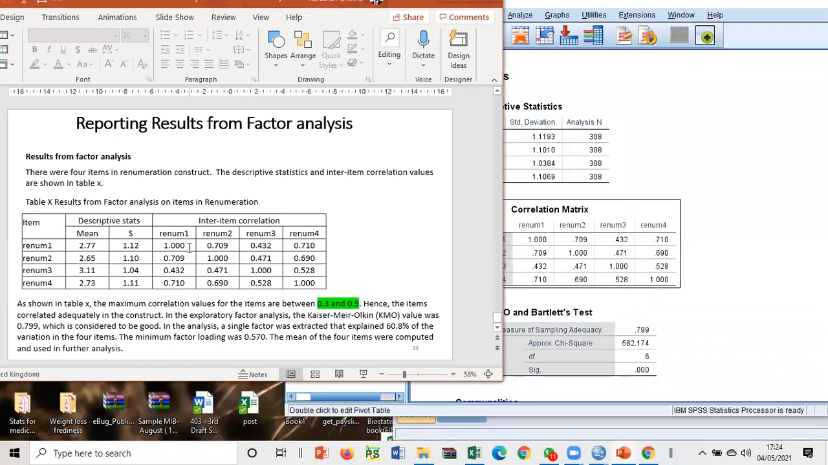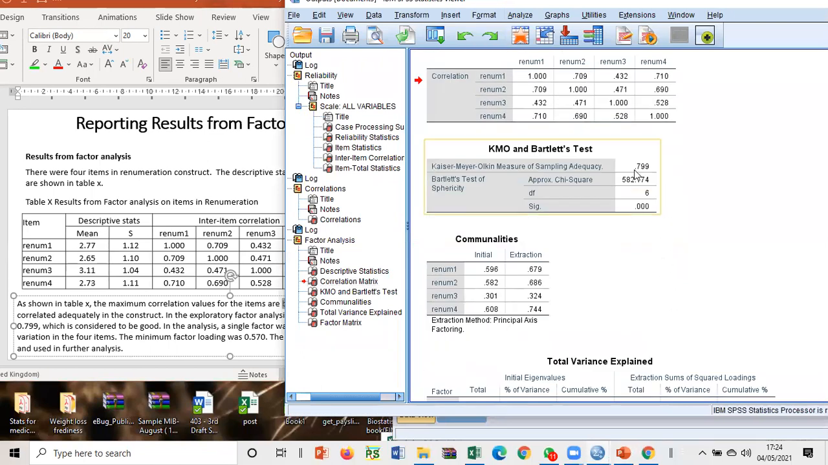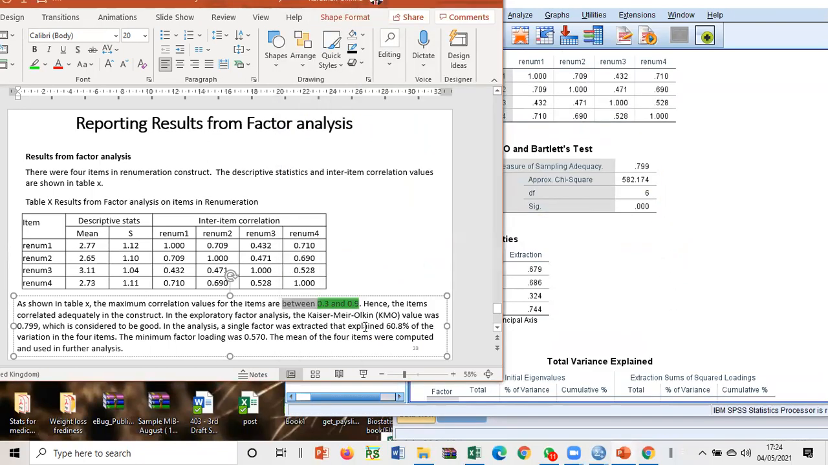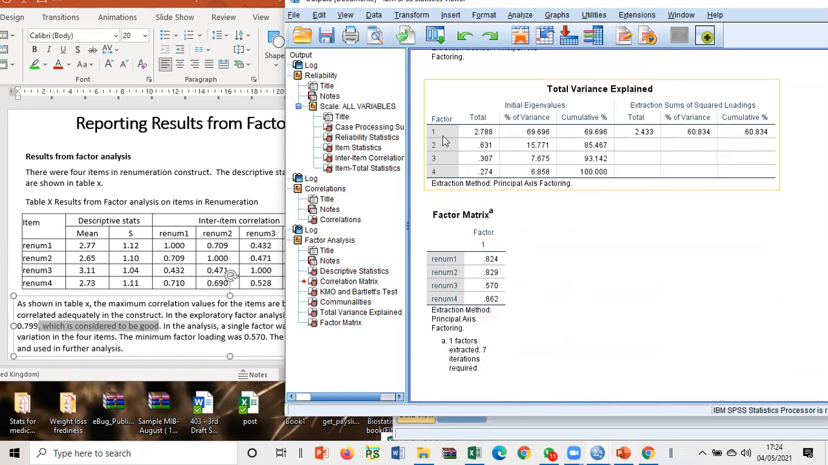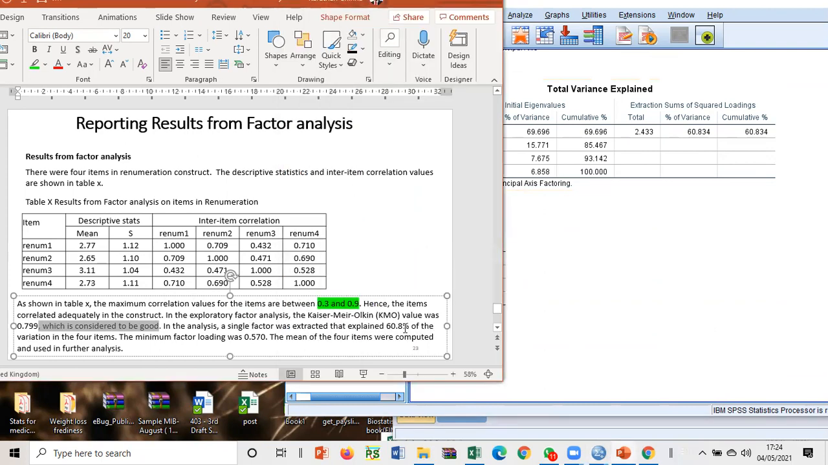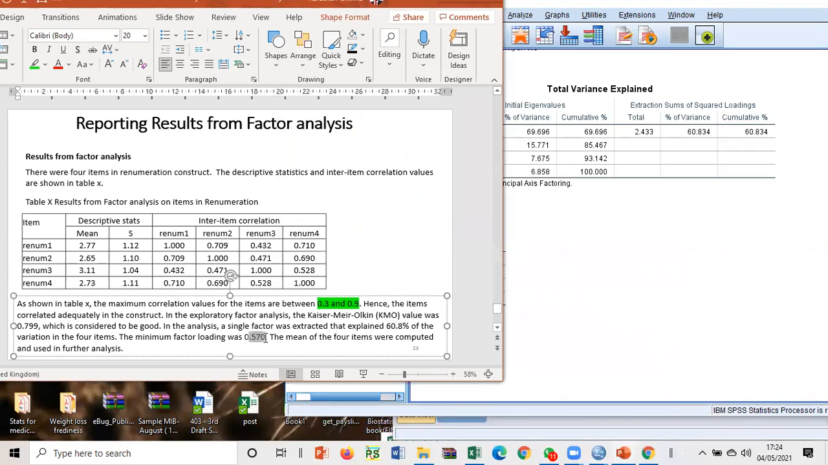Except for 1. The next, correlation on this side, and comment on this. Next, KMO, read there. So what does it mean? The analysis: 4 items reduced into one factor, and that explains that much of the variation. And finally, this value, the minimum value, 0.570.